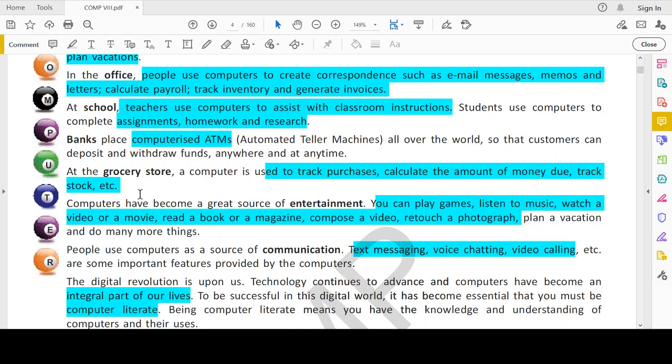So you have to memorize, you have to understand each and every point for your exam. Like how are they beneficial, and what are the different purposes of using a computer in our day-to-day life?